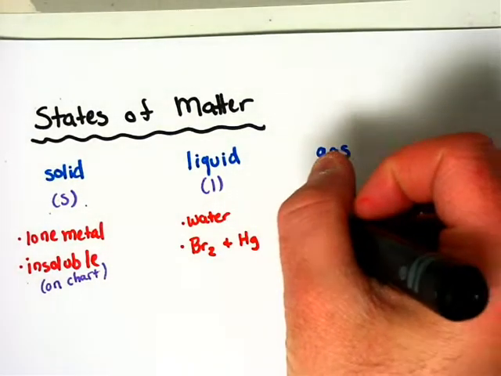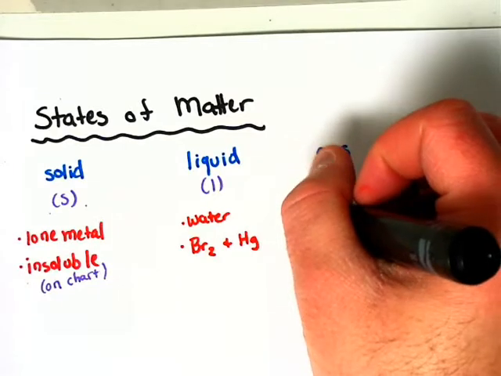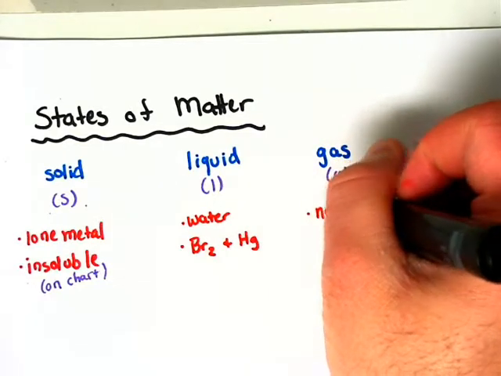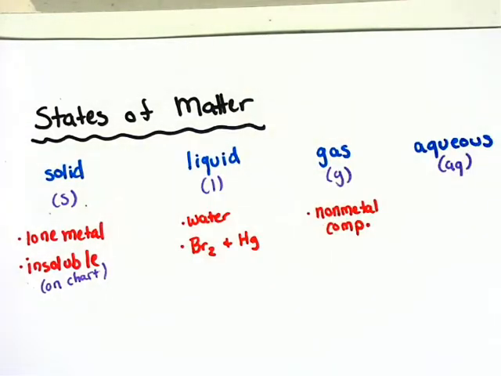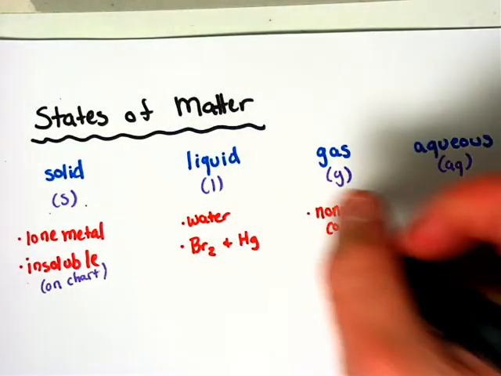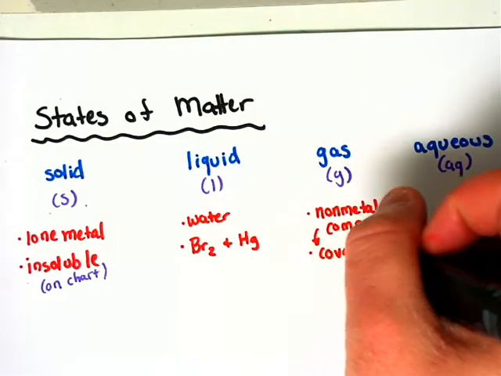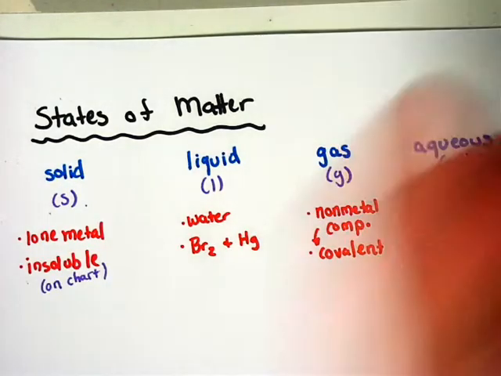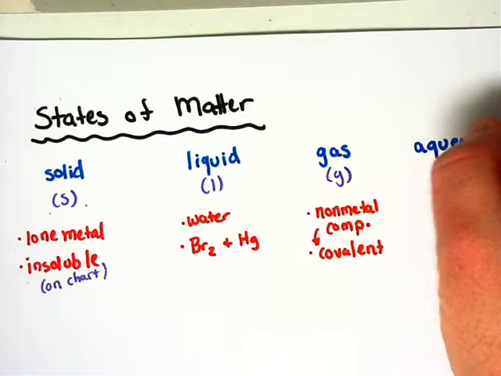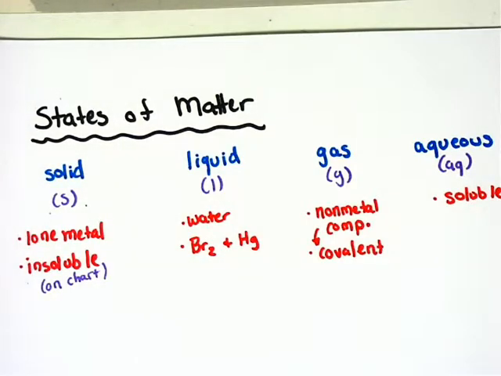For gases, any non-metallic compound is going to be a good gas. Non-metallic compound means it's going to be a covalent compound. And then something that's aqueous has to be soluble. And you'll know that it's soluble because it'll be listed as being soluble on the chart.